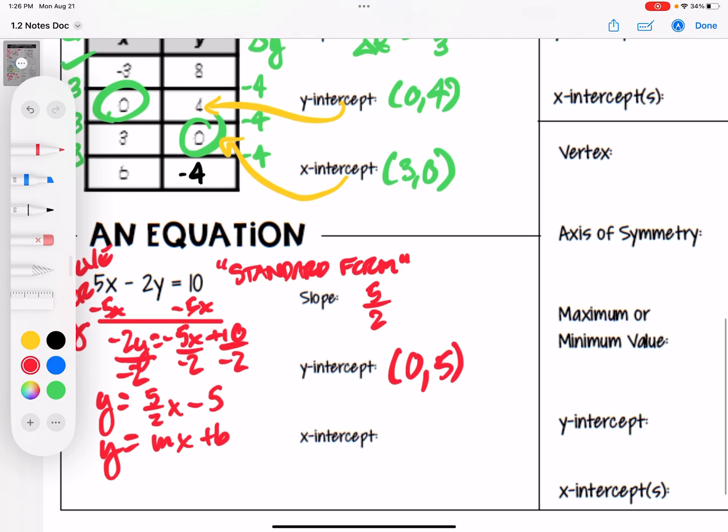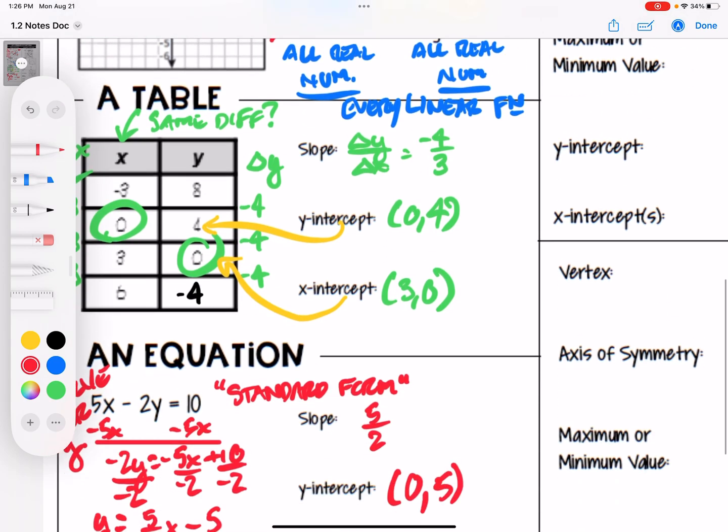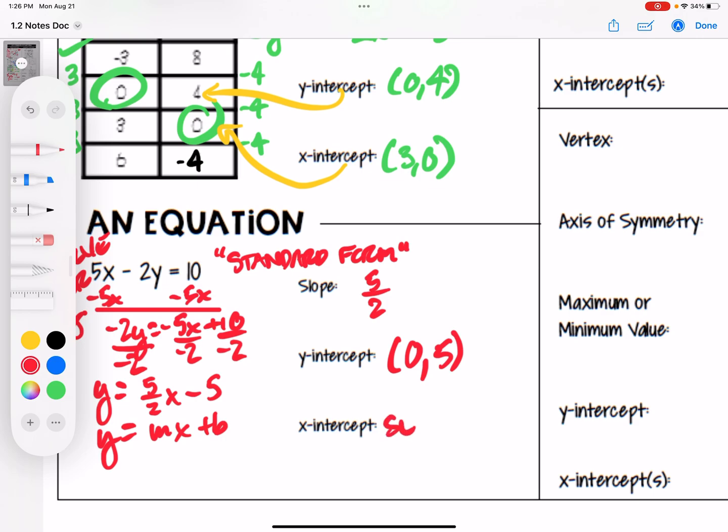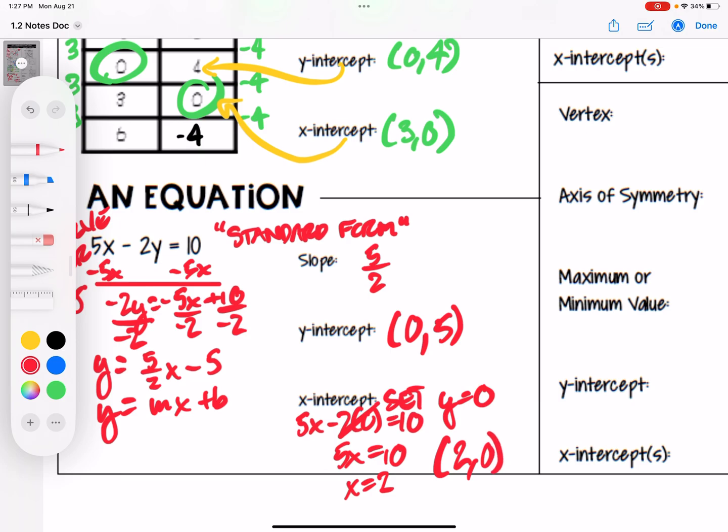Now to find the x-intercept, we recall that every x-intercept has y equals 0. So I'm going to set y equal to 0 and then solve. I'm going to take my original equation, 5x minus 2 times 0 equals 10. So that term goes away. I get 5x equals 10. So x equals 2. So my x-intercept is at 2, 0. There we go. So that's all about linear equations.